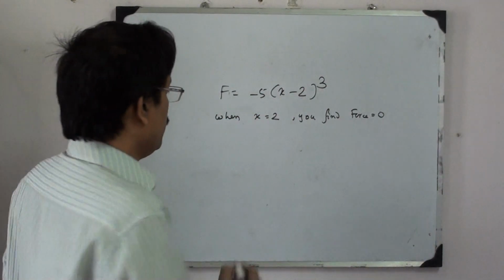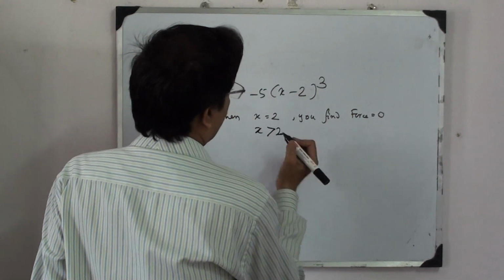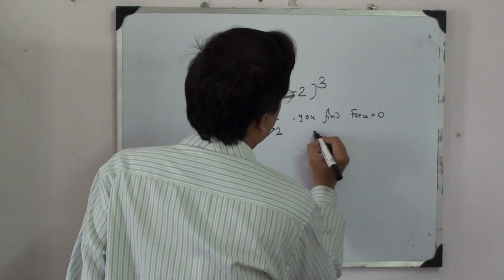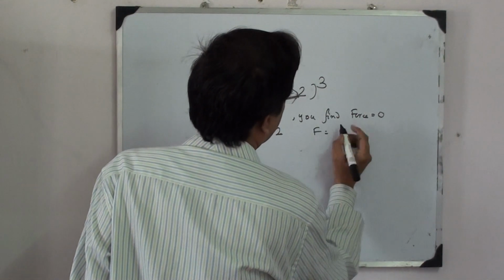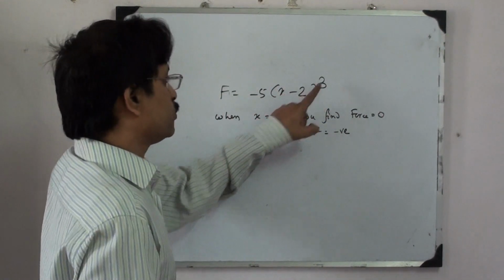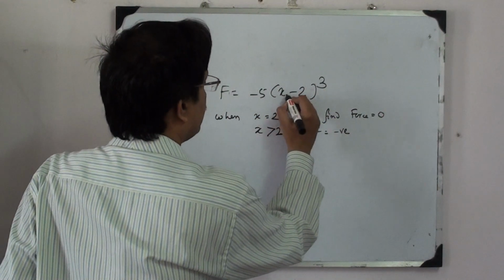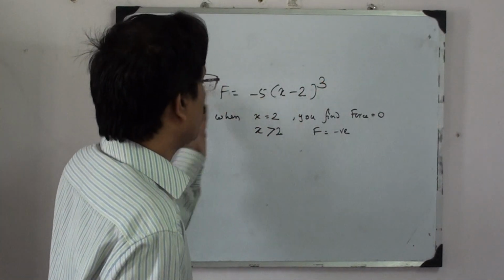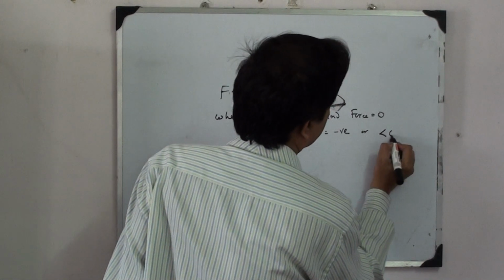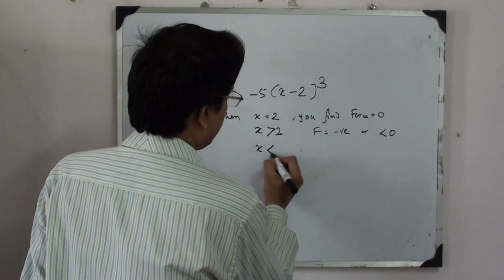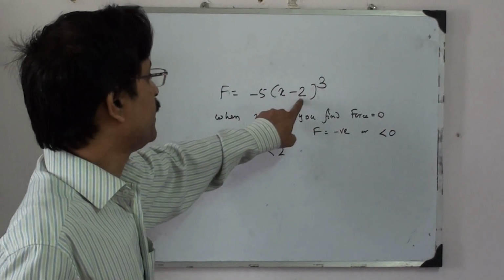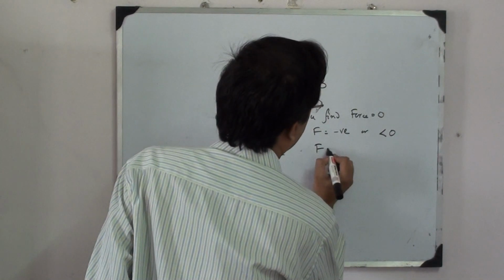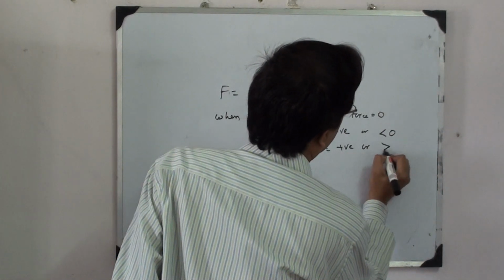Put 2 here, 0. When x is greater than 2, say 3, then you can see that force is negative. 3 minus 2 is 1, so this whole thing is positive for x greater than 2, and force turns out to be negative, less than 0. If x is less than 2, say 1, 1 minus 2 is minus 1, minus 1 cubed is minus 1, minus 5 times minus 1 is plus, so F is positive, greater than 0.